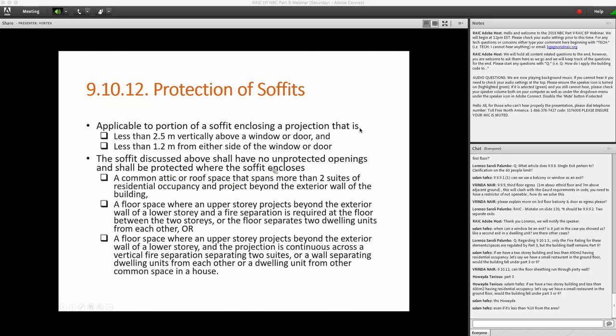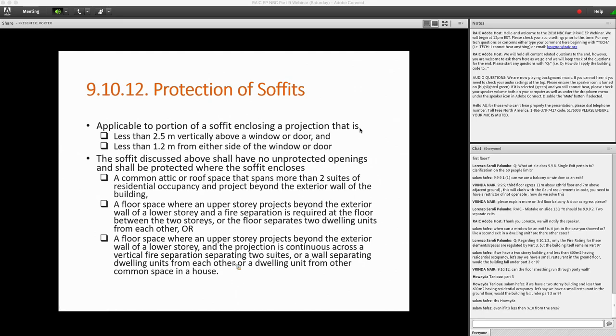So the soffit discussed above shall have no unprotected openings and shall be protected where the soffit encloses a common attic or roof space that spans more than 2 suites of residential occupancy and projects beyond the exterior wall of the building. A floor space where an upper story projects beyond the exterior wall of a lower story and a fire separation is required at the floor between the 2 stories, or the floor separates 2 dwelling units from each other. A floor space where an upper story projects beyond the exterior wall of a lower story and the projection is continuous across a vertical fire separation separating 2 suites or a wall.